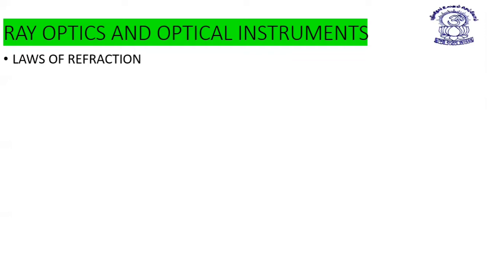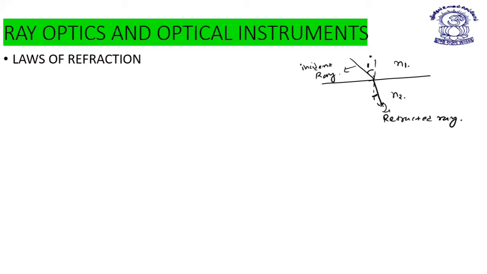Now let us understand the laws of refraction. Let's say this is a surface separating two media. If a light ray is incident at an angle i with the normal from a medium having refractive index n1, and it is transmitted into another medium having refractive index n2, then this ray is called the incident ray, and the transmitted ray is called the refracted ray. The angle made by the incident ray with the normal is called the angle of incidence, and the angle made by the refracted ray with the normal is called the angle of refraction.